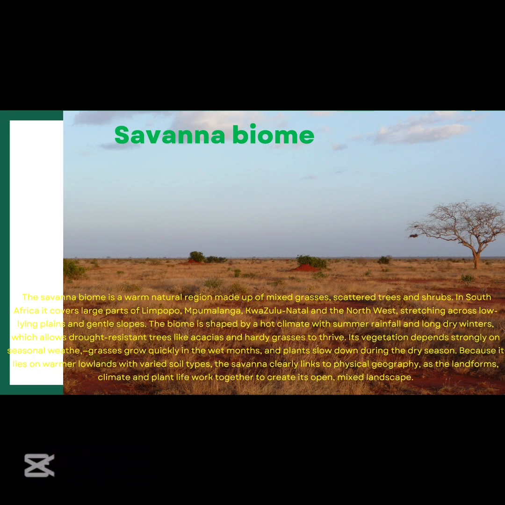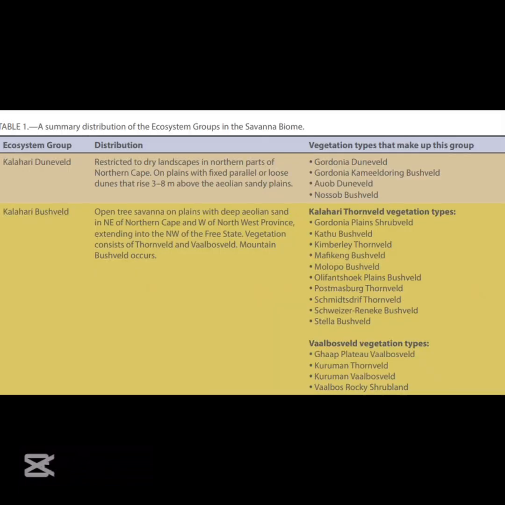Its vegetation depends strongly on the seasonal weather. The grasses grow quickly in the wet months, and plants slow down during the dry season because it relies on the warmer lowlands with varied soil types. The savanna clearly links to the physical geography, as the landforms, climate and plant life work together to create its open mixed landscape. Over here I have a table showing the ecosystem groups in the savanna biome, so you may pause to read.